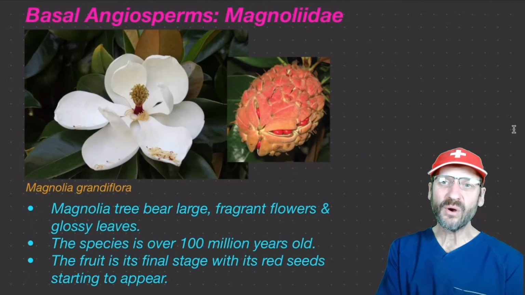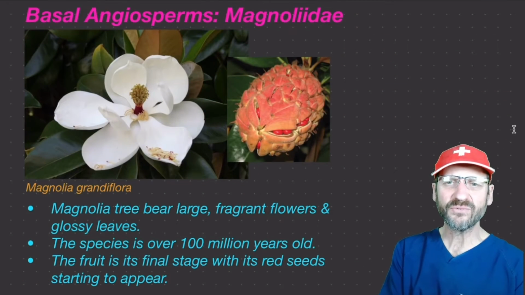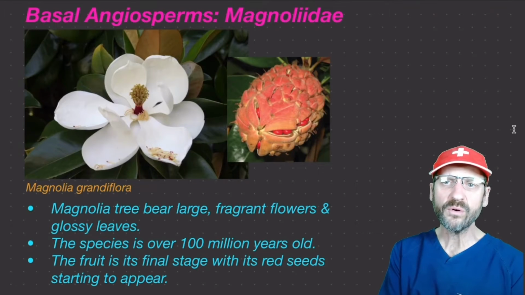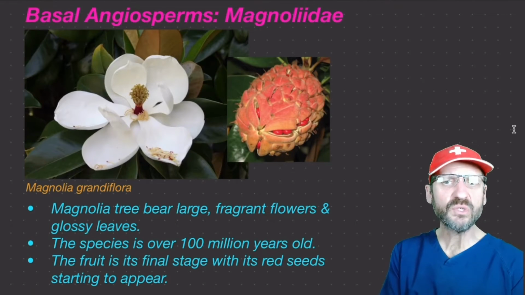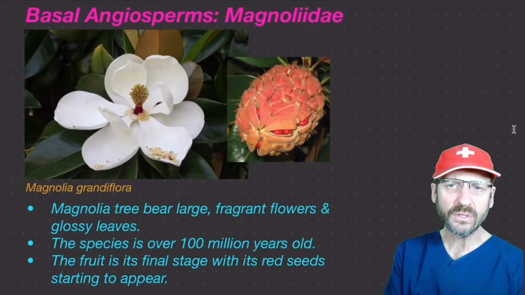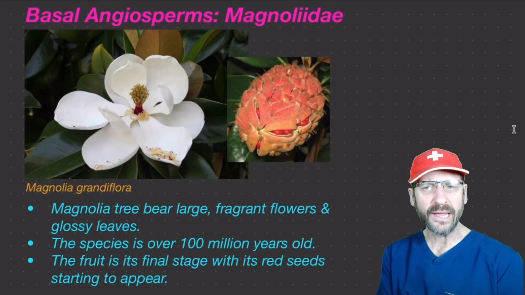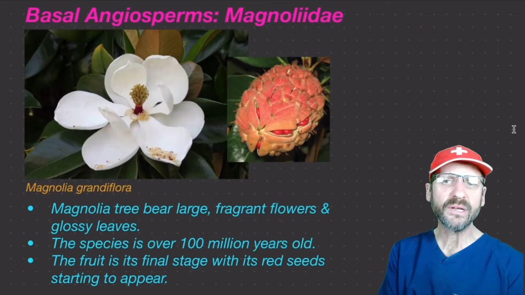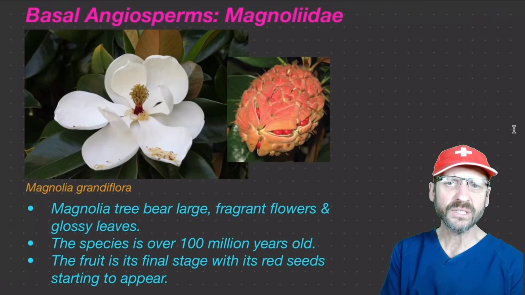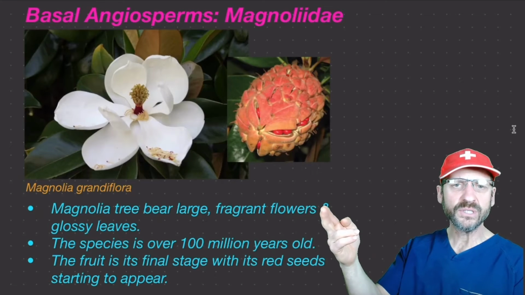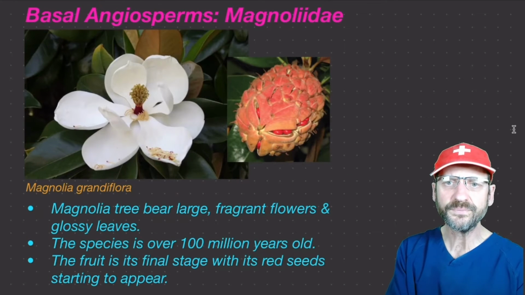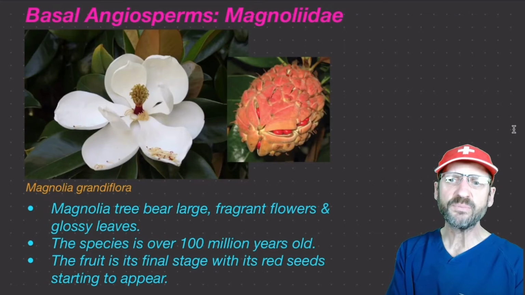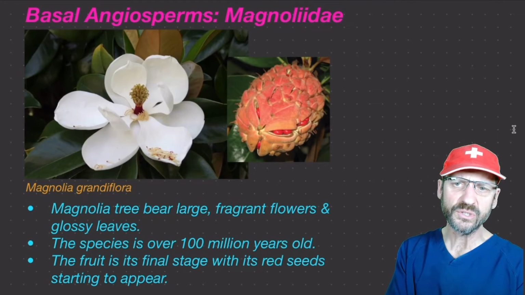Basal angiosperms are thought to have traits from both groups and branched off before the main split. These plants show traits that are somewhat in between monocots and eudicots. They include the Magnoliidae, which are represented by magnolias, which are tall trees with large fragrant flowers and waxy, glossy leaves. As you can see here, you can see the fruity stage, the final stage. The species dates back over 100 million years and is considered archaic.